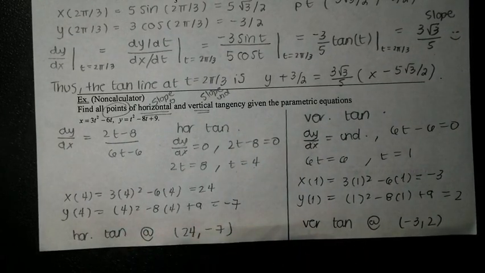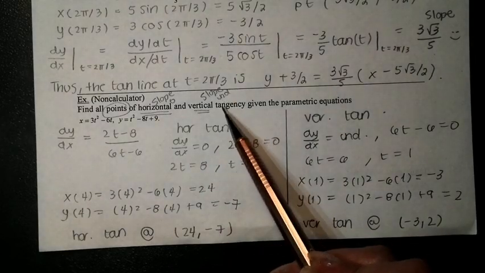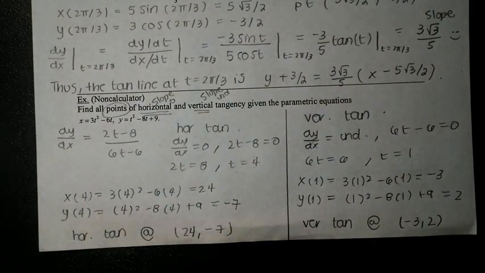Those are the points of horizontal tangency and vertical tangency. Make sure that you understand the difference between being horizontal and vertical. It comes from algebra 1, the definition of the slope: horizontal, the slope is 0; vertical, the slope is undefined. Okay, so let's move on to the next example.